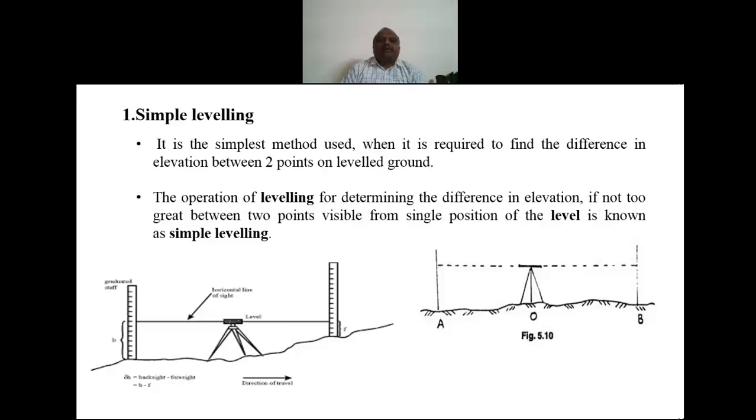Or in another way, we can say the operation of leveling for determining the difference in elevation, if not too great, between 2 points visible from a single position of the level, is known as simple leveling. By seeing this figure, we can understand O is the location of setting up of the instrument, and station A and station B. Here, as per this method, we can find out the stations' reduced levels.